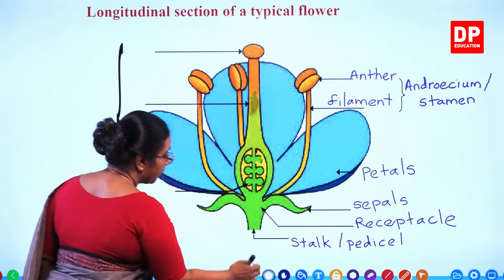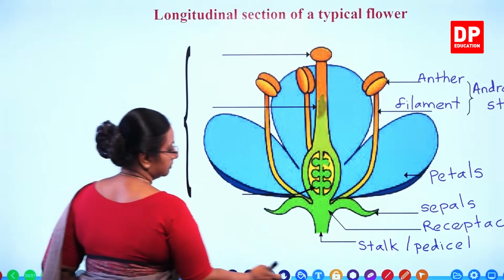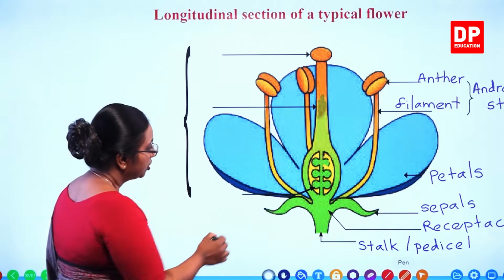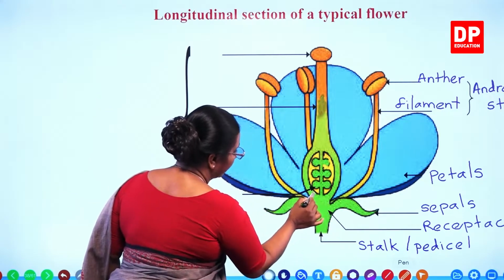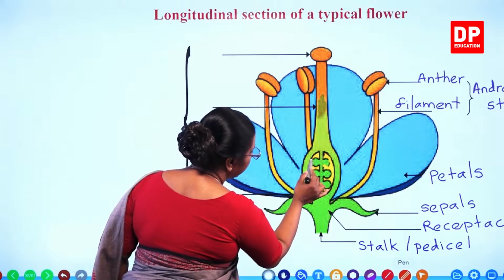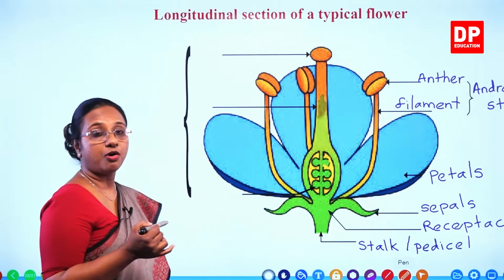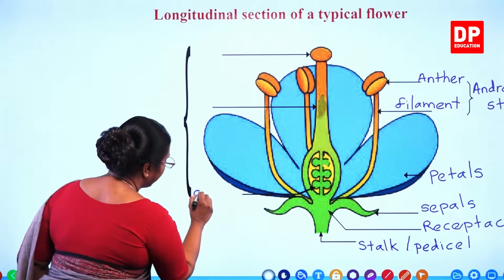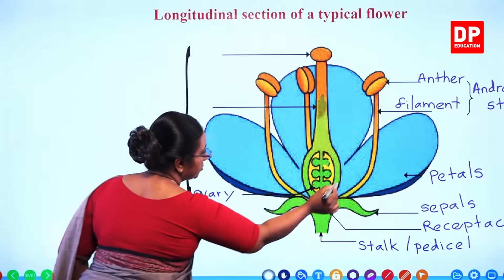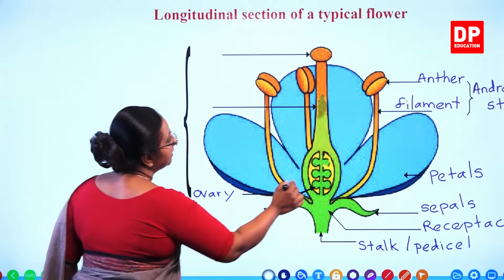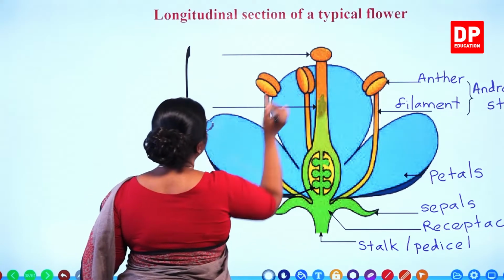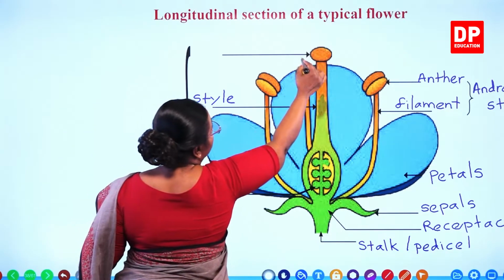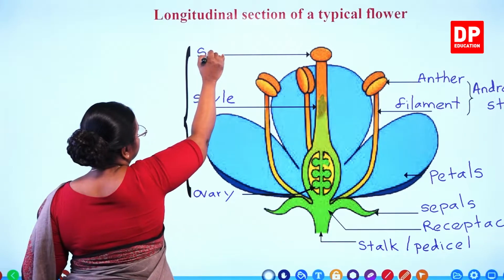Then what do we have on this side? We have the female reproductive structure. So here we have the ovary. You can see this is the wall of the ovary. Inside that we get the ovules. So although the arrow points to the ovules, I will mark this part as the ovary. This whole structure is the ovary. Then what do we have here? This tube is the style. And here on top we have the stigma.